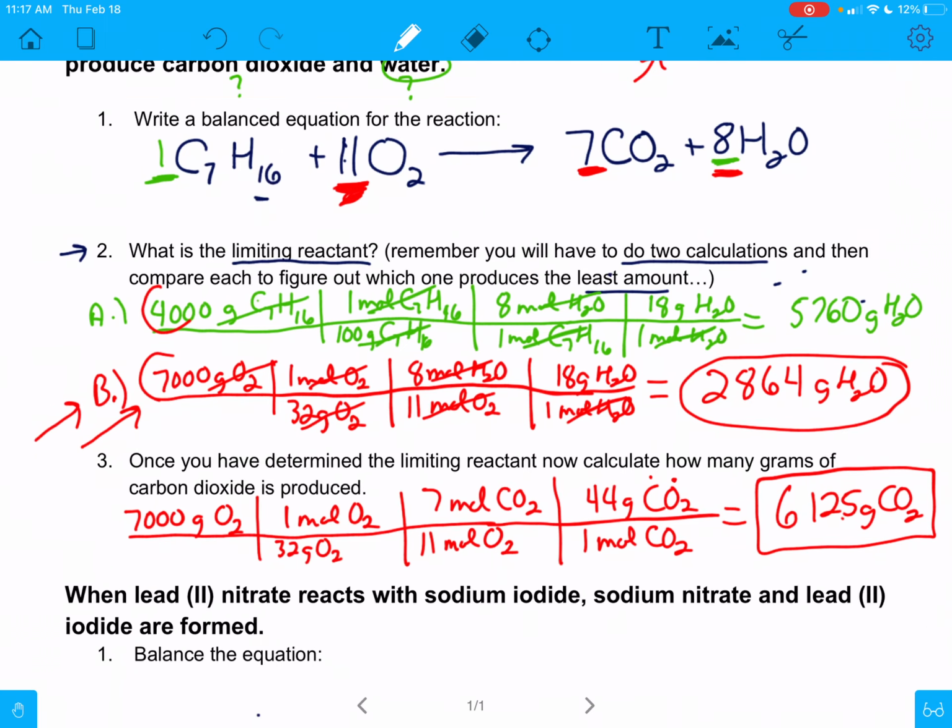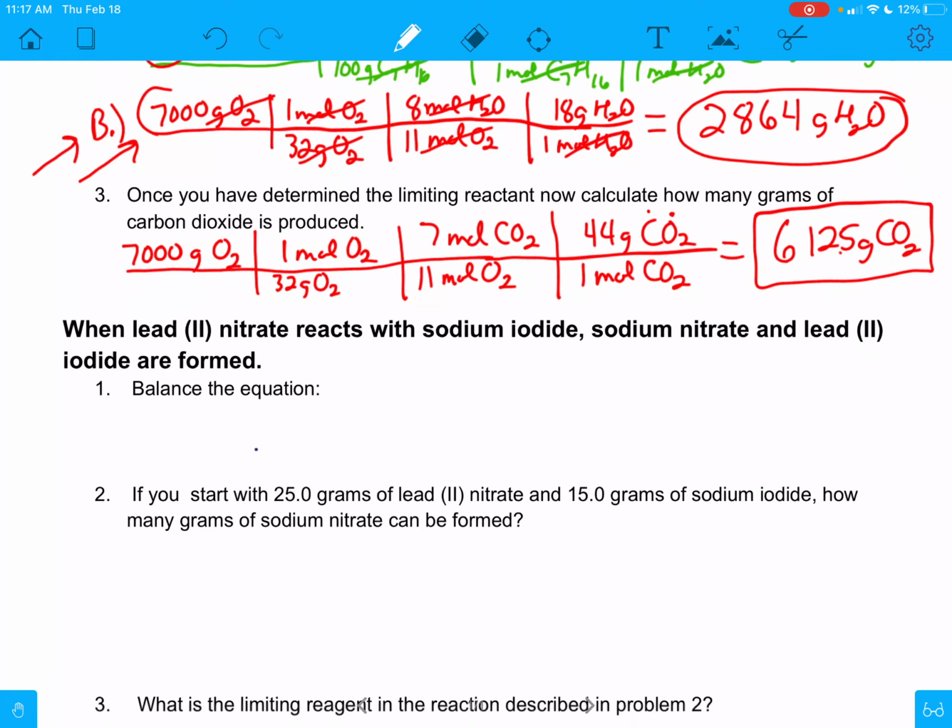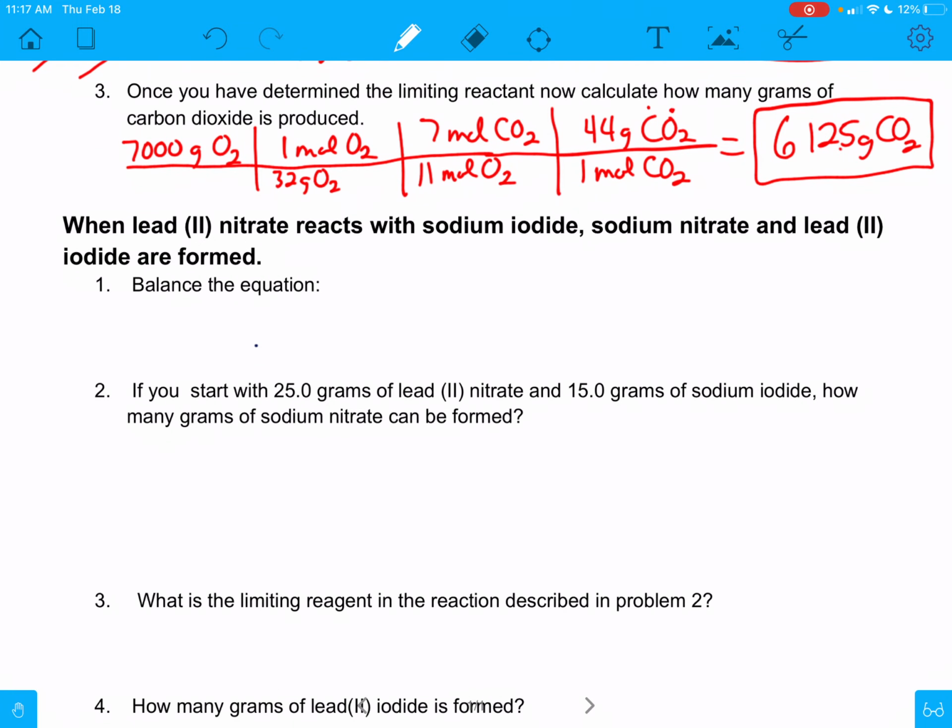Okay, a lot of scribbles on here. I'm going to help you with this next number 1, and then you guys are in charge of 2, 3, and 4, okay? So I'm going to help you with the balanced equation because it's been a little while. So we're dealing with lead 2 nitrate reacting with sodium iodide to make sodium nitrate and lead 2 iodide, okay?